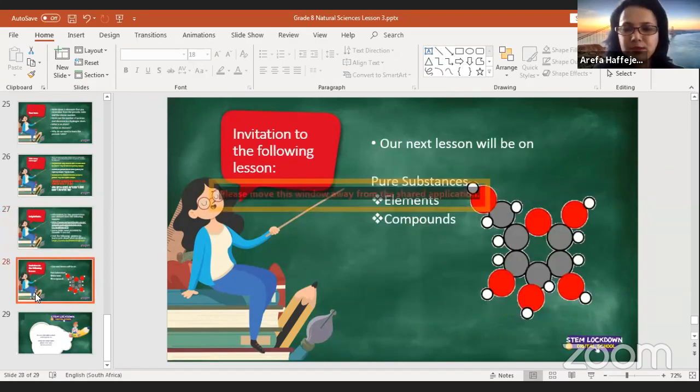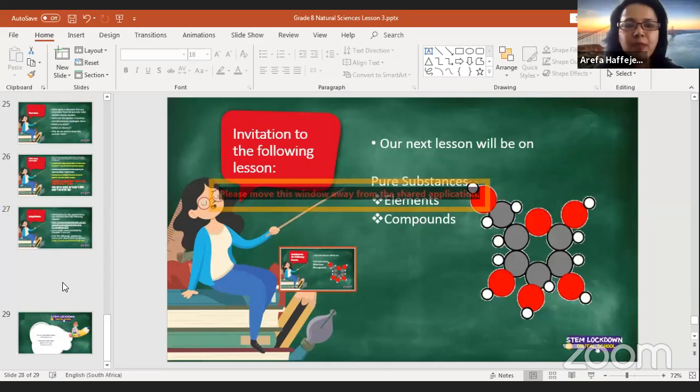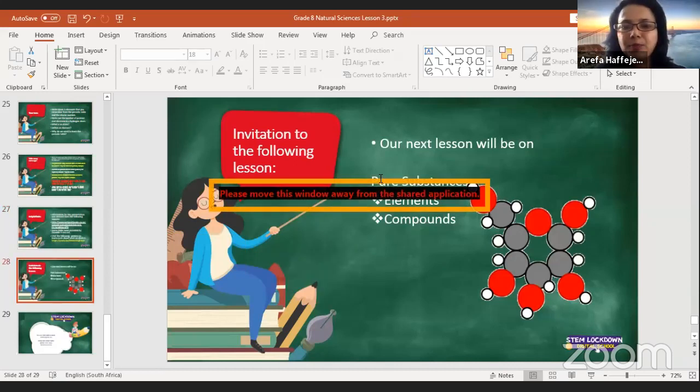Our next lesson, which will be on Tuesday, we're going to learn about pure substances, which are elements and compounds, and how they mix with each other.